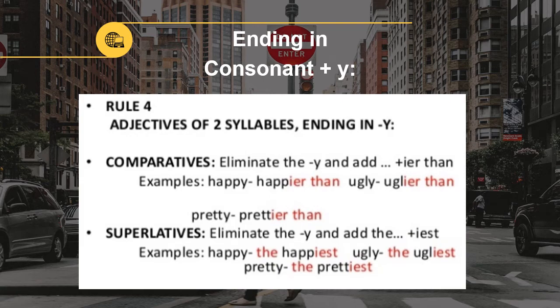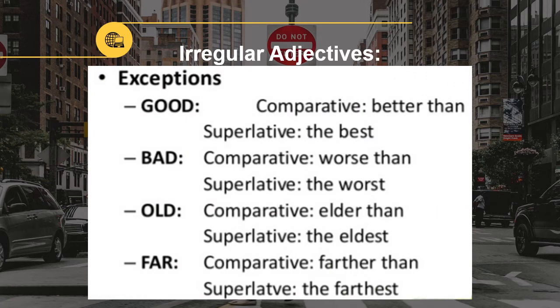What about the irregular adjectives? In this case, for good, for bad, for old, for far. Comparatives: better than, the best. For bad, worse than, the worst. For old, elder than, superlative, the eldest. What about far? Comparative, farther than, and superlative, the farthest.